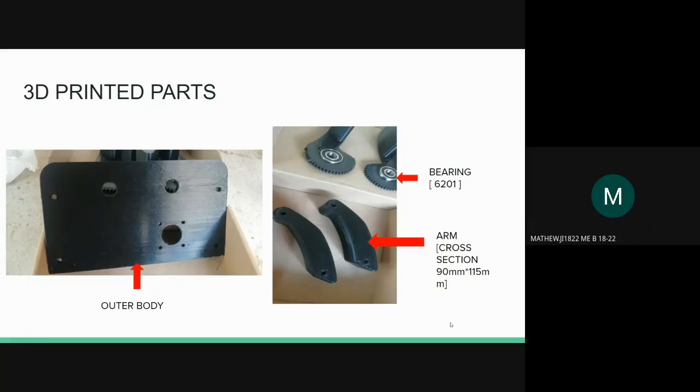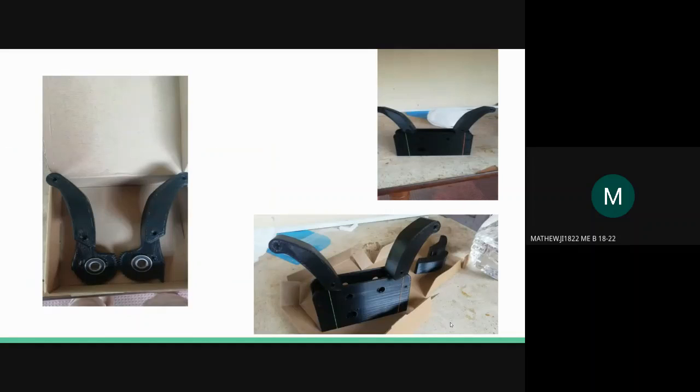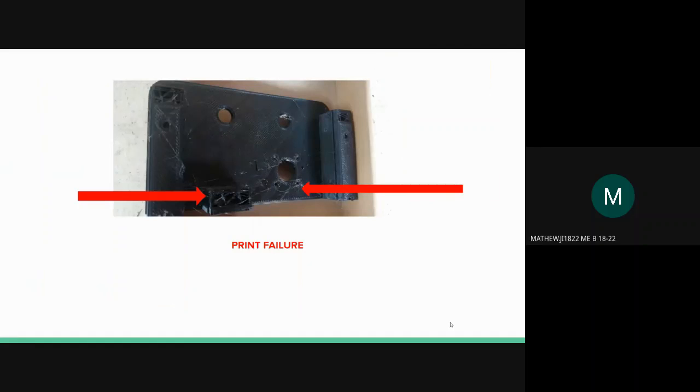The slide shows the 3D printed parts. The slide depicts a print failure. Usually, a 3D print failure occurs when there is a disruption of power or if there is an error in the design phase. In our case, the power got disrupted, so the print failed.